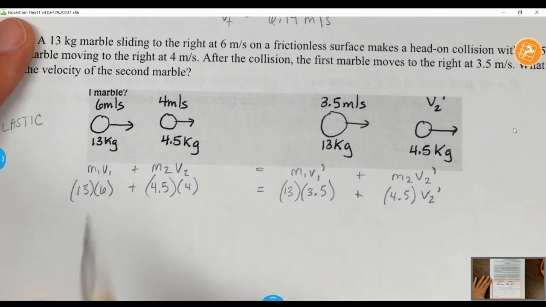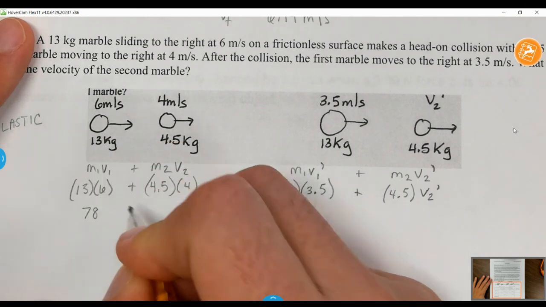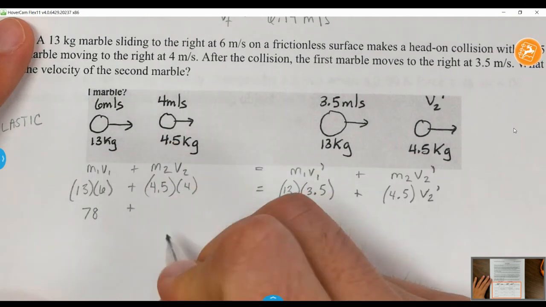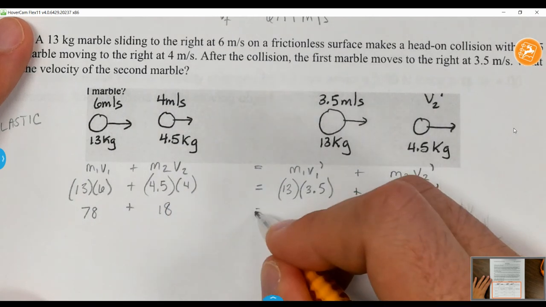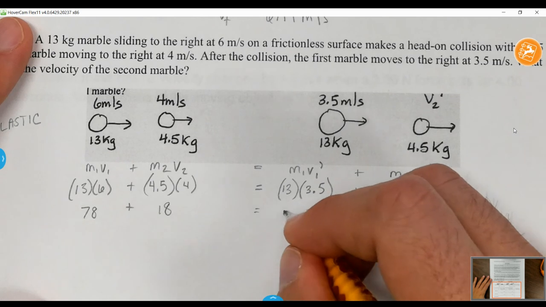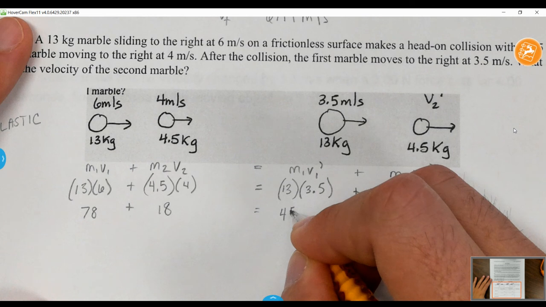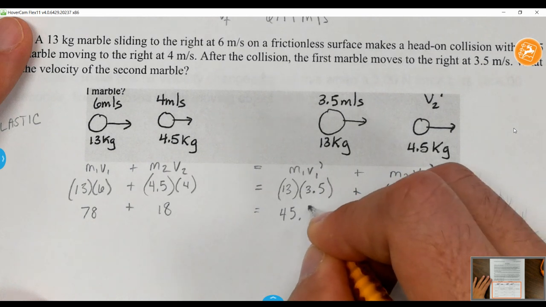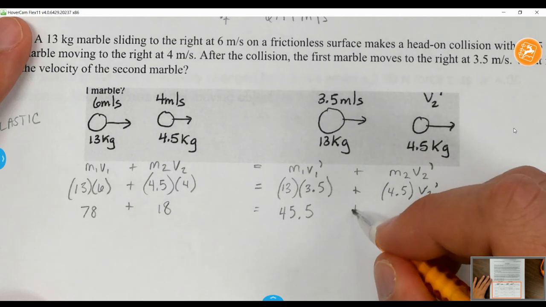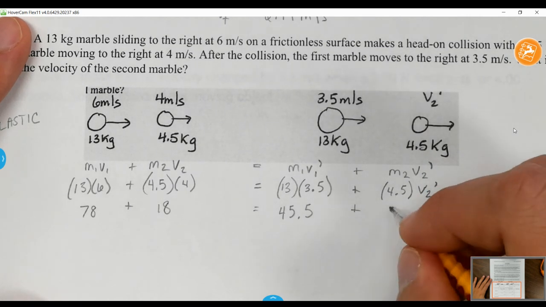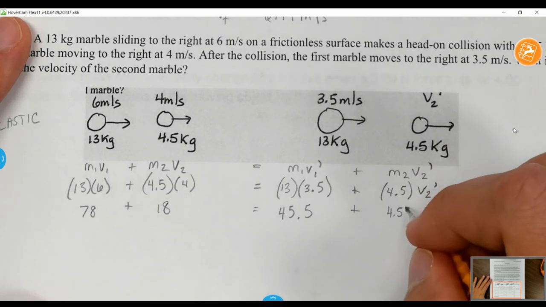So let's work these out, simplify these out. You get 78 plus 18. It's going to equal 45.5 plus this guy, 4.5 V2 prime.